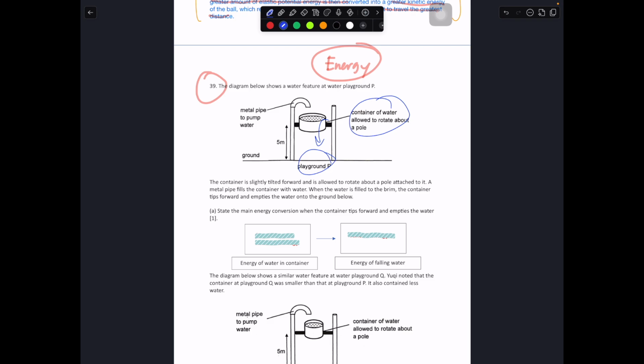So the metal pipe fills the container with water. Then when it's filled to the brim, the container will tilt forward and then the water will just fall out. Okay, basically it's just a container filled with water. When it's fully filled, it will just fall and then the water will just splash around it.